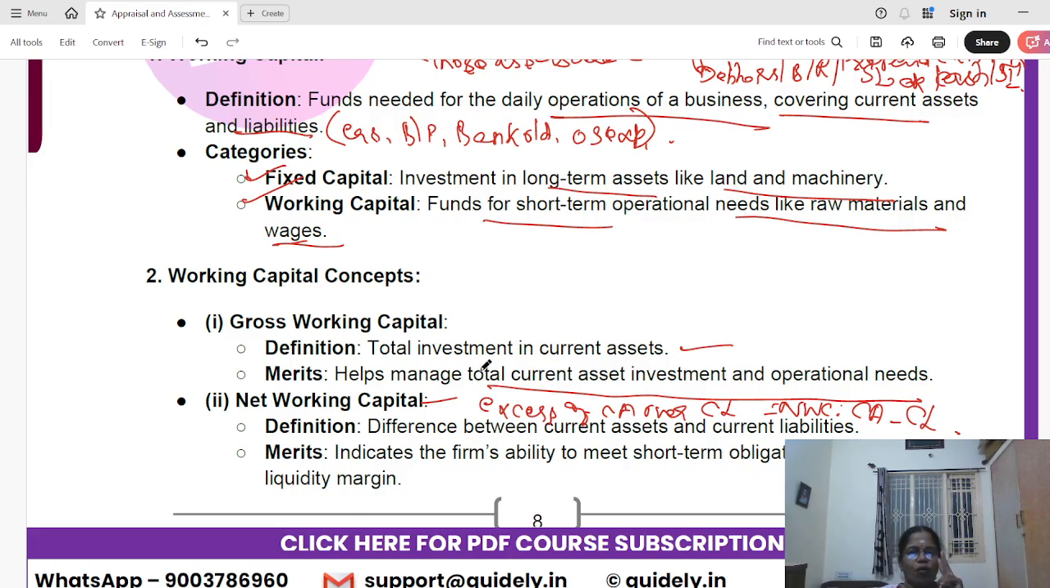So there are two cases: gross working capital and net working capital. Gross working capital is the total investment made in current assets to meet operational needs. Net working capital is the excess of current assets over current liabilities, that is, current assets minus current liabilities. Based on the current assets, it shows how they are meeting short-term obligations like liabilities.